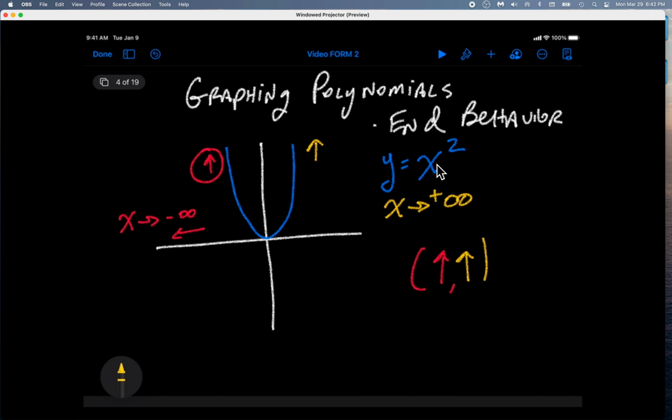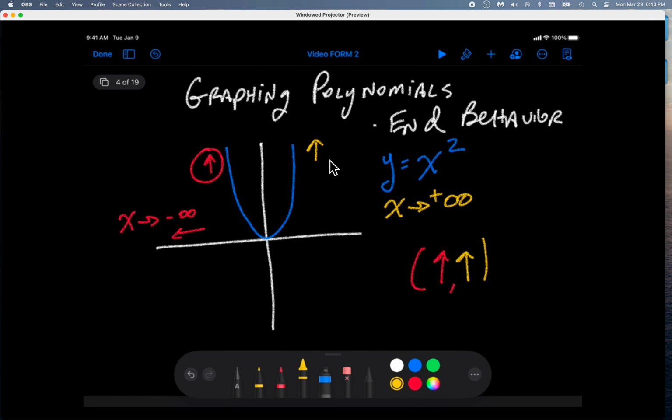And I want you to take note that x squared has an even exponent. As we'll talk about, when polynomials have an even exponent, the end behavior is the same. Now, it could be down, down, or it could be up, up, but they are going to be the same.